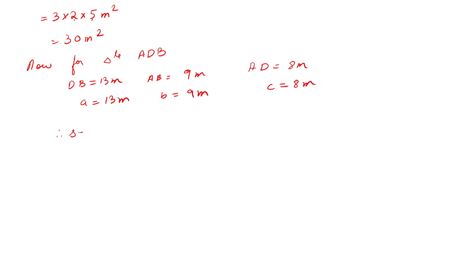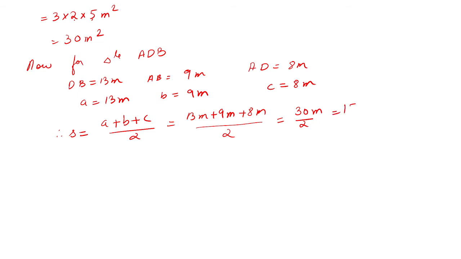Therefore, the S of this is A plus B plus C by 2. Then this will become 13 meter plus 9 meter plus 8 meter by 2. Okay, so for this you get 13 plus 9 is 22 plus 8, this is 30 meter by 2. So this is 15 meter. Clear?